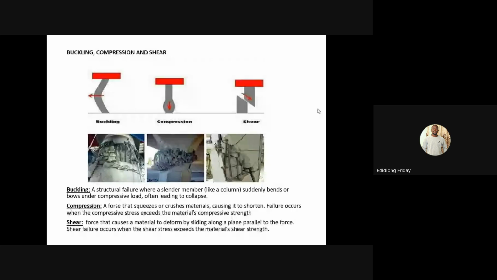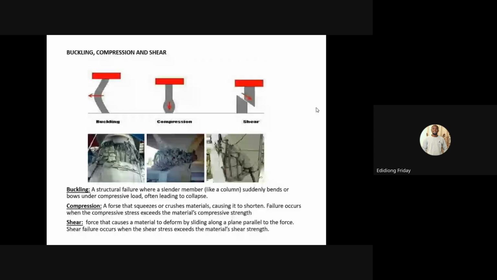Most times for a column and for a beam, what takes care of shear is the links. The links are what go around the main bars, the main reinforcement bars. Could be Y8, could be Y10, could be Y12. So that's majorly what takes care of shear.